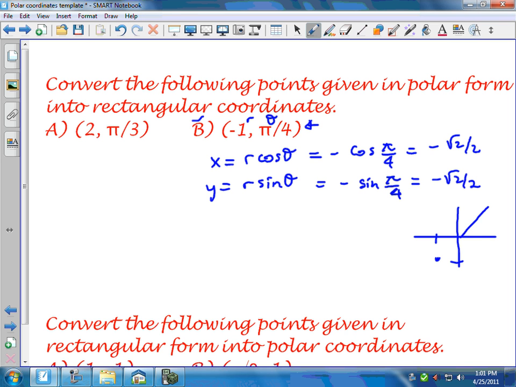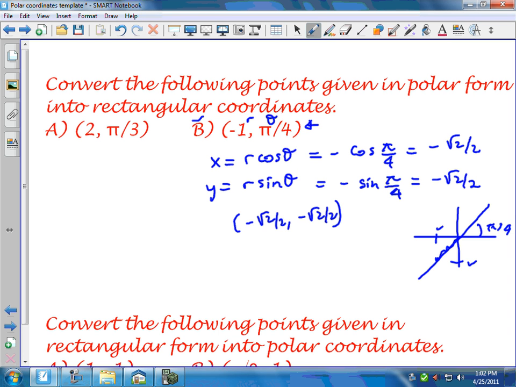Well, technically we're going pi over 4, right? But because it's negative, you're going to go in the opposite direction 1 unit, right? So that also lies on the third quadrant. So it makes sense, right? The polar coordinate lies on the third quadrant, and the rectangular coordinate lies on the third quadrant. So the rectangular is really negative root 2 over 2, comma negative root 2 over 2. So you know what that point is. You also know what this distance is. So we went from polar to rectangular.